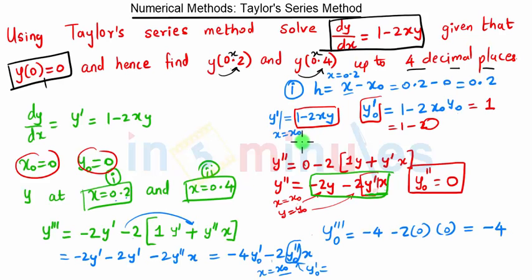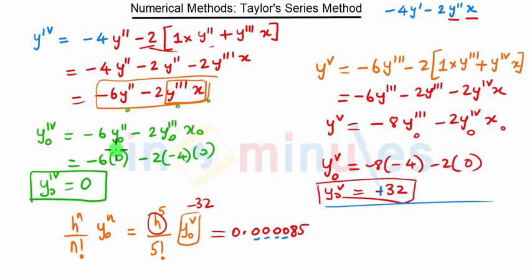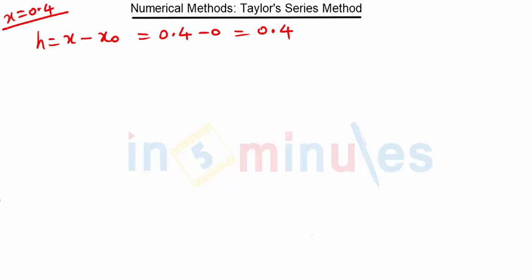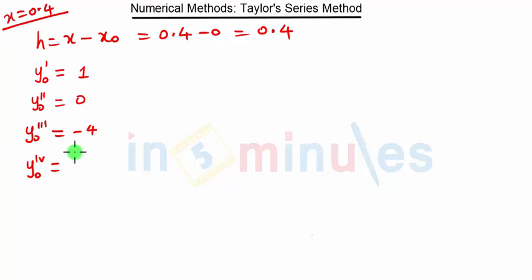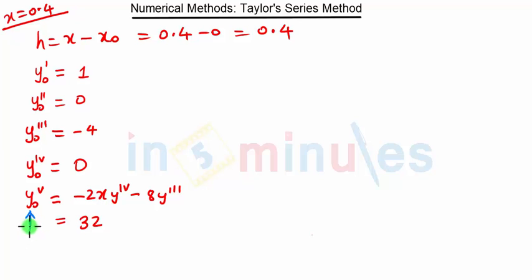So our y1 dash of 0, y2 dash of 0, y3 dash of 0, y4 dash of 0, y5 dash of 0 will all remain as it is. So we have y0 dash as 1, y0 double dash as 0, y0 triple dash as minus 4, y0 fourth derivative as 0, and y0 fifth derivative, which we have calculated as 32. So now if you see, we used to perform our derivative till fifth derivative only because we want our y till 4 decimals only.